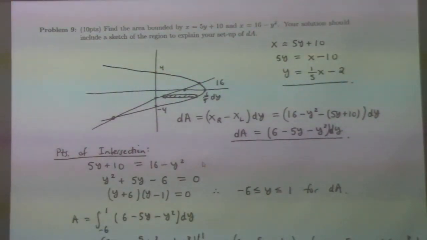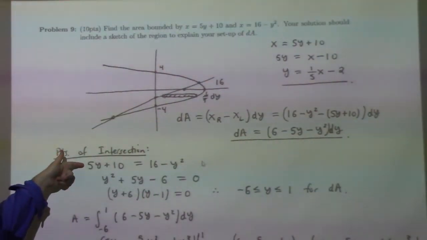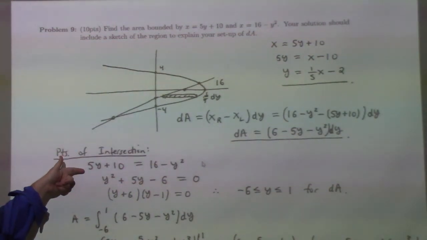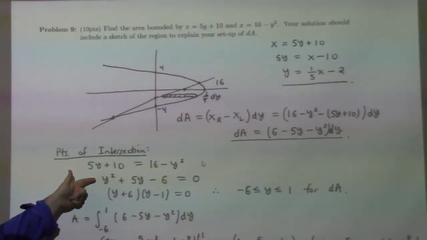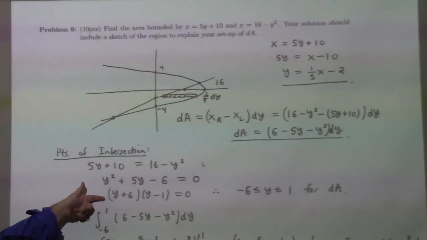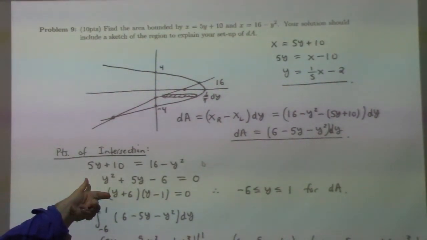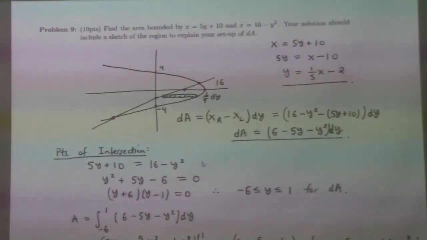And that comes from the points of intersection, which comes from setting x left equal to x right, which in this case is a beautiful, lovely quadratic, which we can factor and solve. Minus 6 and 1. So that's why I integrate from minus 6 to 1. And it's just a slightly ugly integral, but nothing you can't do. And there it is.